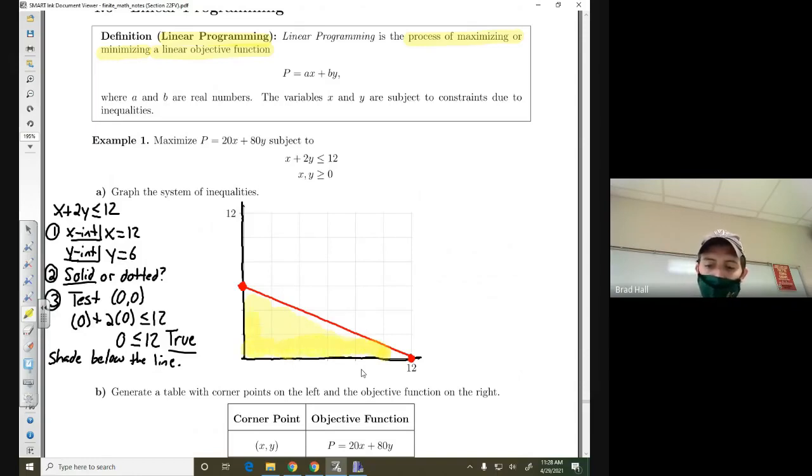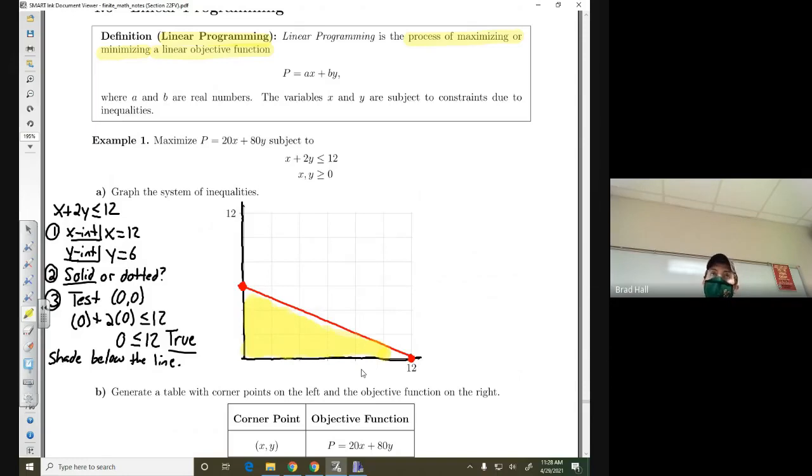We're shading this region right here. And there's no paint bucket tool that I have to poorly illustrate, because this is not a graph that will be resembled in my math lab. Again, this is a graph you will have to draw on your own.